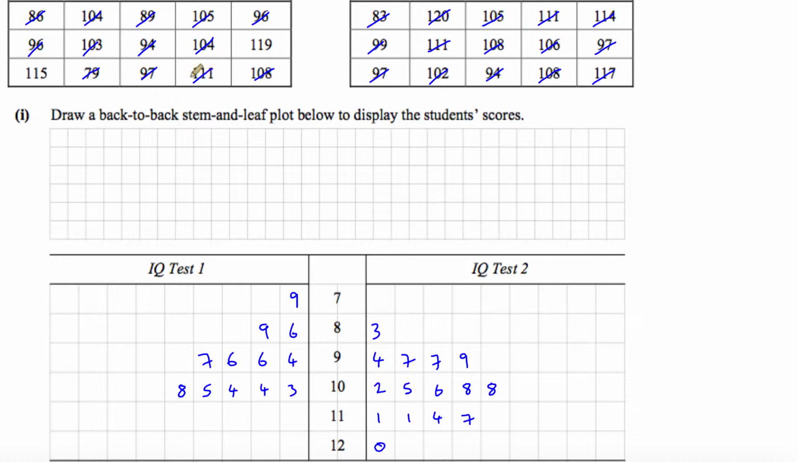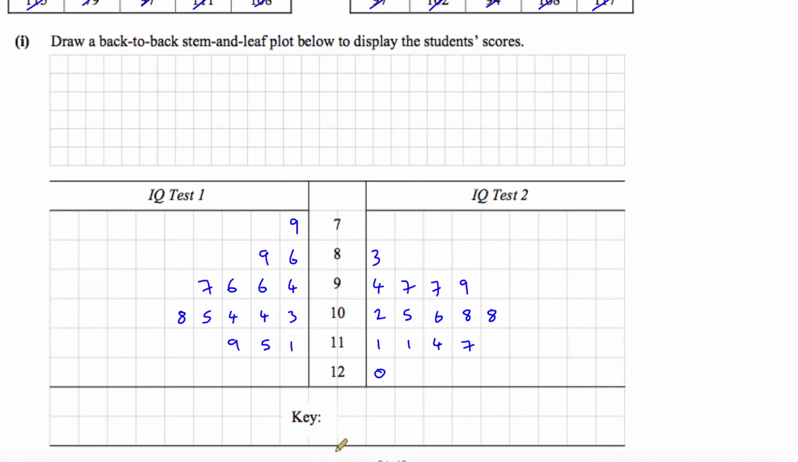Then I'm on to 111, 115, and 119. So there's my back-to-back stem and leaf diagrams done. It does ask for a key, so remember for a key you just show something like a stem of 8 and a leaf of 3, that means 83. Okay, so that's the key that works for both diagrams. So that's the end of part 1.